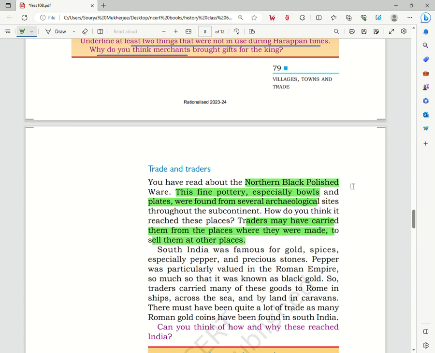As we read about the northern black polished ware, these were mainly made in the northern regions of the country. But evidence of this type of pottery has been found throughout the Indian subcontinent, and the main reason is trade. That is, the traders who were originally from northern India took this northern ware to southern India and sold it, and then we could find evidence of northern black polished ware in southern India also. So through trade we see different kinds of goods and wares traveling from one place to another.